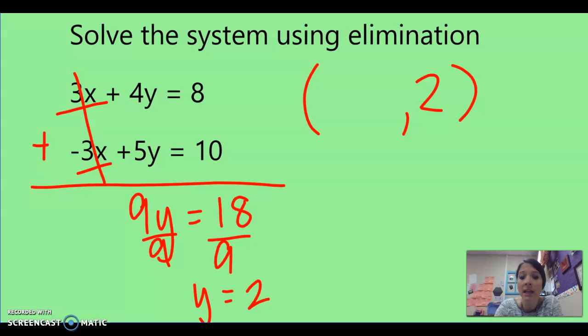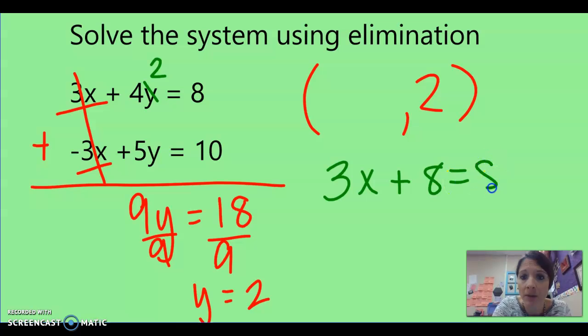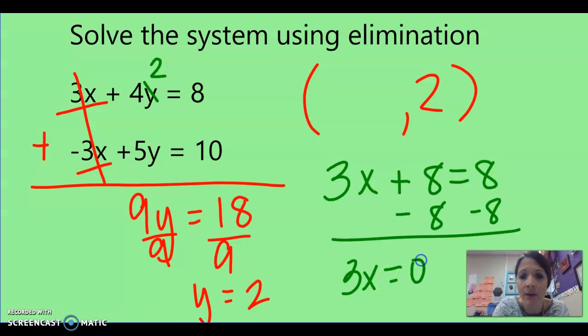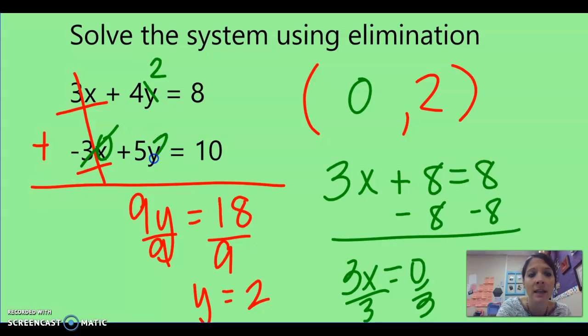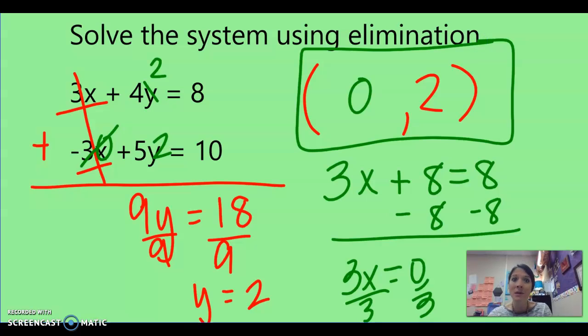Okay, so now that I have 2, I can go back in and plug 2 in. Does it matter which equation? Nope, sure doesn't. I'm going to plug that 2 in for the y in the top equation. So now I've got 3x plus 4 times 2 is 8 equals 8. I'm going to subtract my 8 over. I'm going to have 3x is equal to 0. And if I divide by 3, I just get 0. How do I check it? Remember, you can plug it into the other equation too. If I plug in 0 here, that cancels. And then 5 times 2 is 10, which is my answer. Easy enough. It's the easiest one we've done yet.